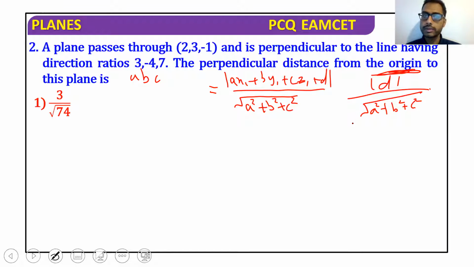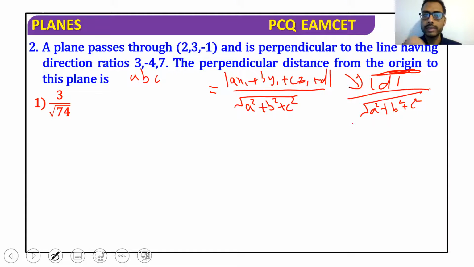So how can I get equation of this plane? The perpendicular distance I'll get directly by using this formula, mod of d upon under root a square plus b square plus c square. What I'm going to need is value of this d first. And how can I get value of this d? I can get value of this d from equation of plane. So what I need to find first is equation of plane.